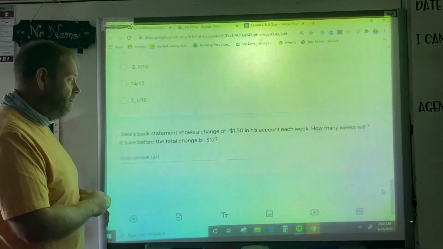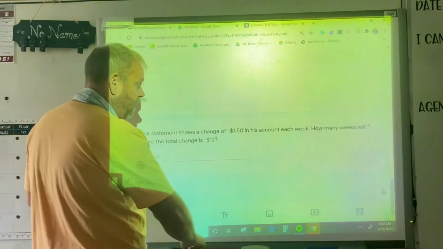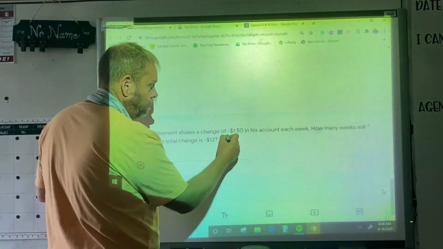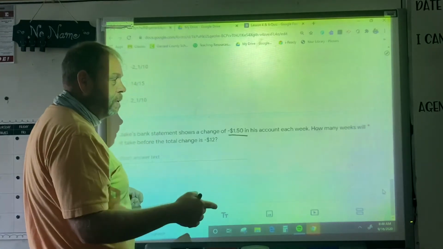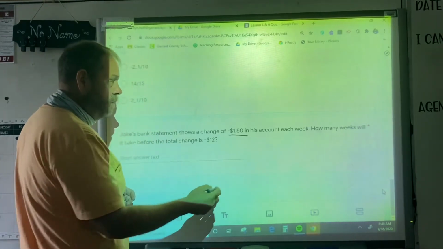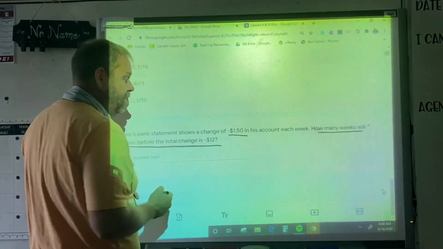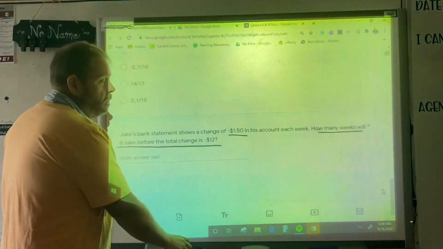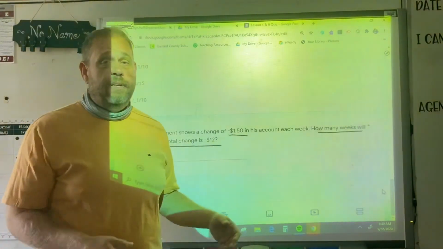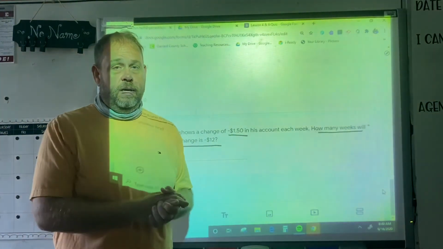Jake's bank statement shows a change of negative $1.50 in his account each week. How many weeks will it take before the total change is negative 12? This is a division. I'm going to set it up for you. You're going to put it in the calculator and get an answer.